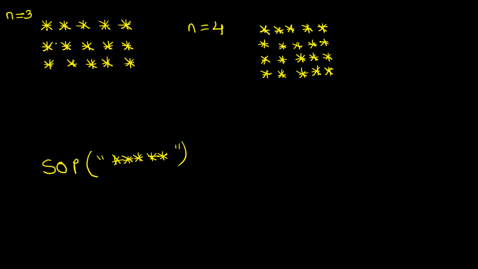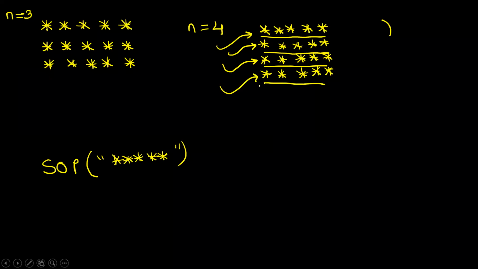So what am I doing? Is it not something like this? Try to understand what I'm trying to do. First of all, I will come to line number 1, and for line number 1, I will print the 5 stars. Then I come to line number 2, print the 5 stars. Then line number 3, print the 5 stars. Then line number 4, print the 5 stars. So if I have n lines, right?